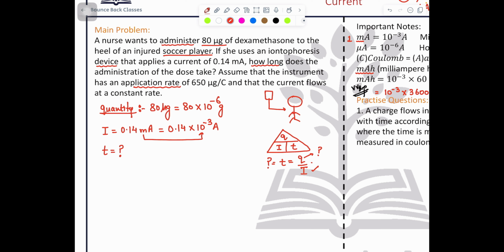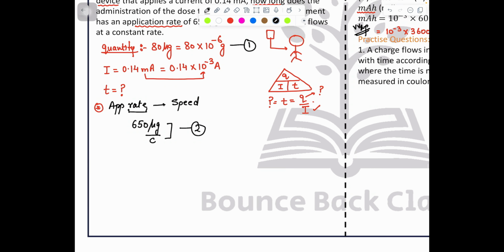What is the meaning of application rate? This is interesting. You need to focus. Application rate. Rate means speed. Rate means speed. That the machine is using 650 microgram per unit charge. Means the machine is sending 650 microgram of the medicine per unit charge. Fine. So what we need to understand, this is the first case, this is the second case, and we need to focus that the speed remains the same.